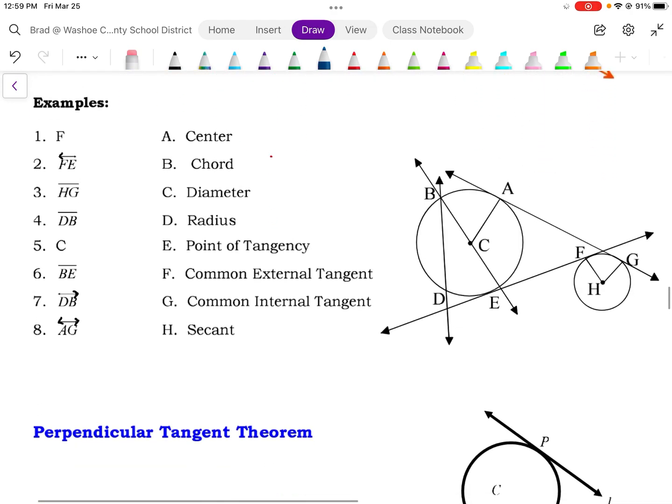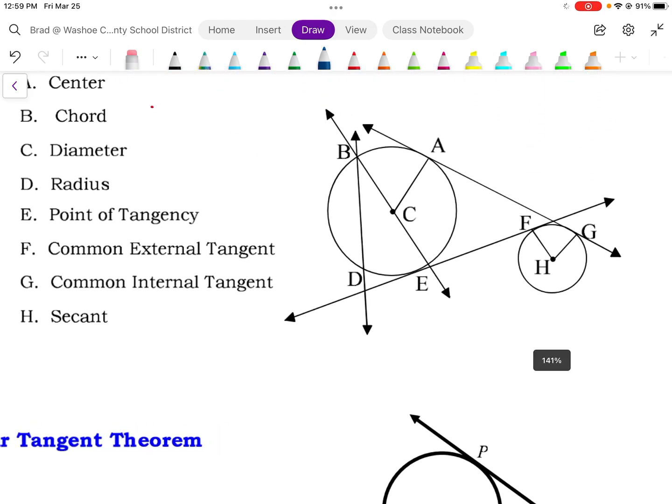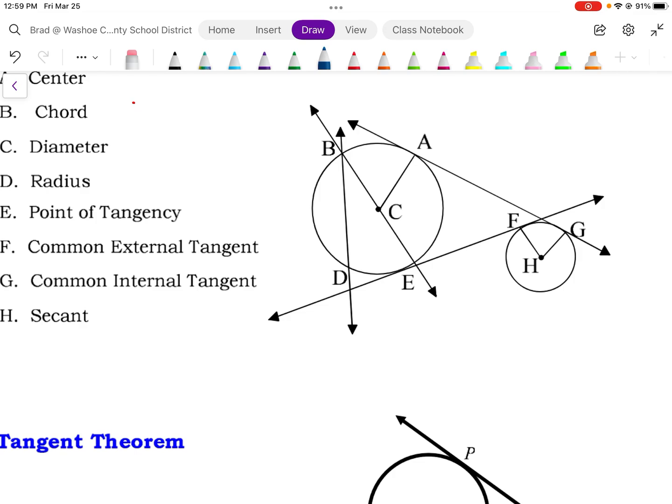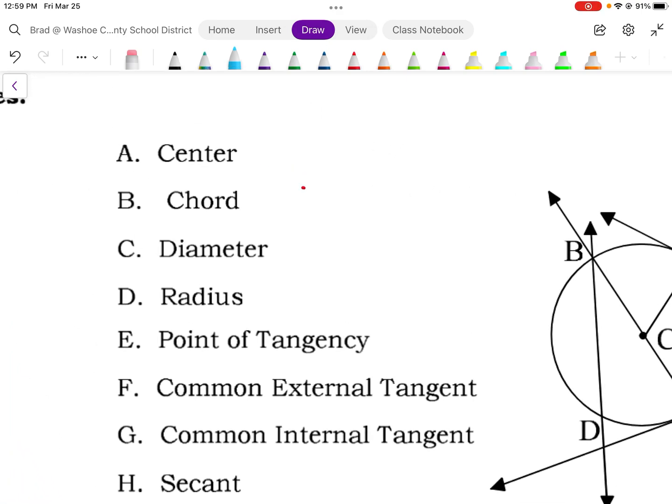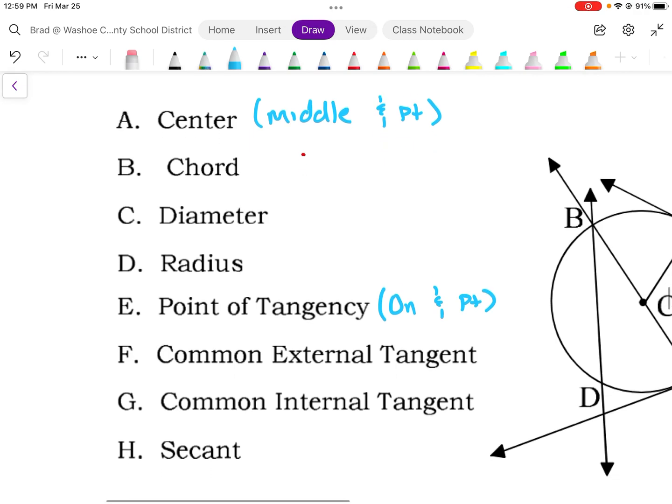So in this next example here, we're just looking at this diagram and saying, what's going on? Let's talk about different pieces that we've talked about this unit. So let's review. So the center is obviously going to be the middle. And what's going to be important is that it's also going to be a point, because the point of tangency is going to be on the circle and it's a point. So it's important to know that the center is going to be inside and that the point of tangency is going to be on the outside, on the circle. And the rest of these are all going to be segments.